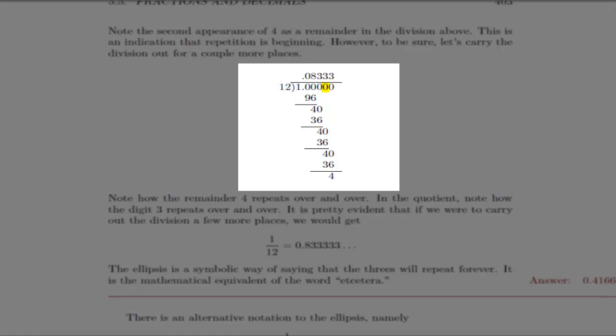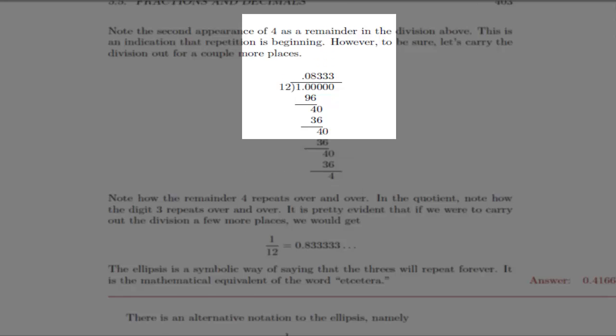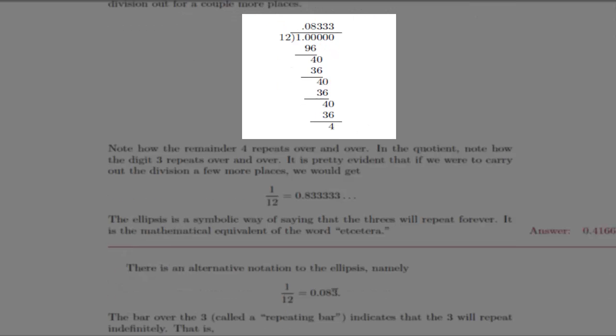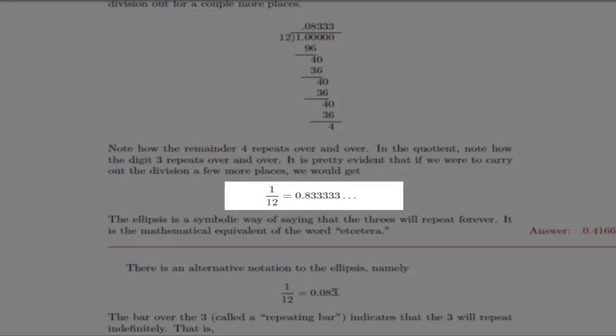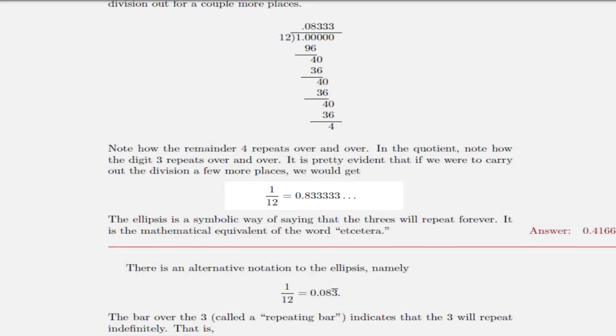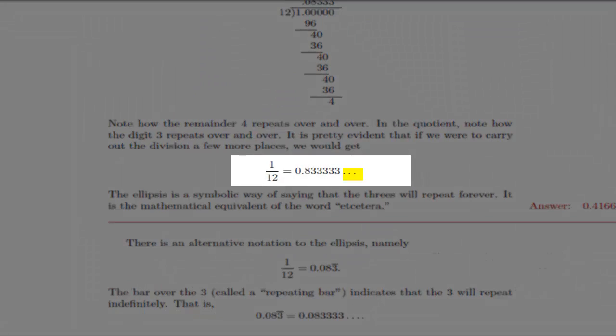So we'll add another 0. Bring down that 0. 12 goes into 40 again 3 times. 3 times 12 is 36. 40 minus 36 is 4. Add another 0. Bring down the 0. 12 times 3 is 36. 40 minus 36 is 4. Note how the remainder 4 repeats over and over, and how the digit 3 repeats over and over in the quotient. It is pretty evident that if we were to carry out the division a few more places, we would get 1/12 equals 0.8333 and so on.